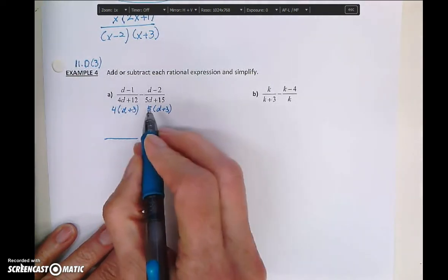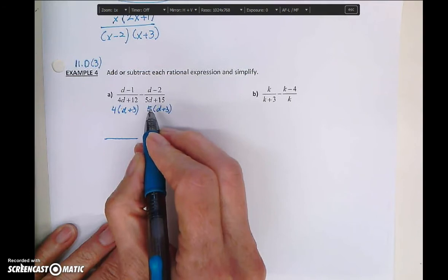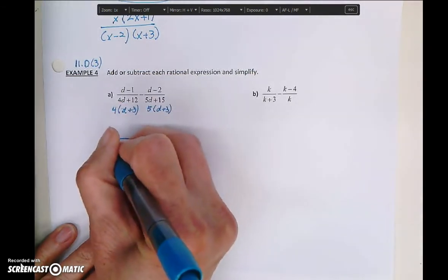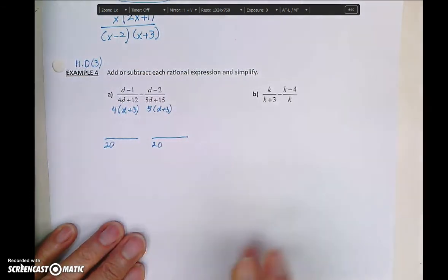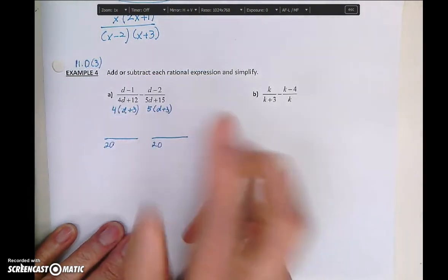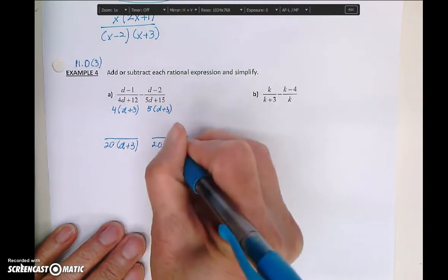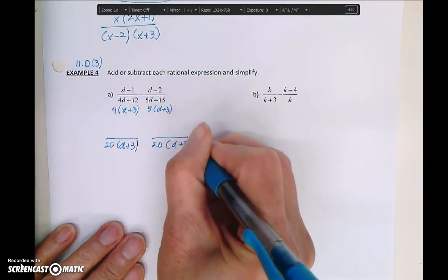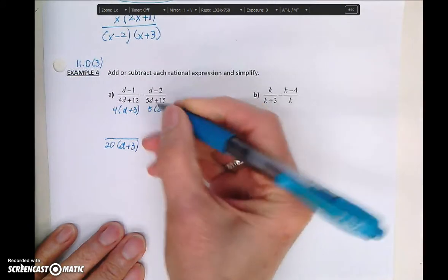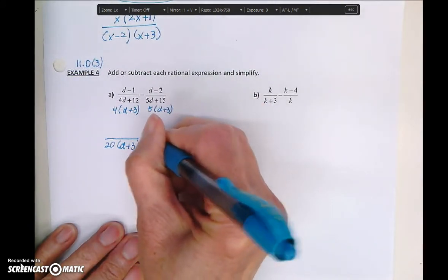So for 4 and 5, we need to have a number they both go into, so that's going to be a 20. So I'm going to put a 20 in both of these spots. And then they both have that d plus 3, so I don't need to duplicate it. I just need it once. And that's what's going to make it a little bit easier there. And then there's this minus sign.